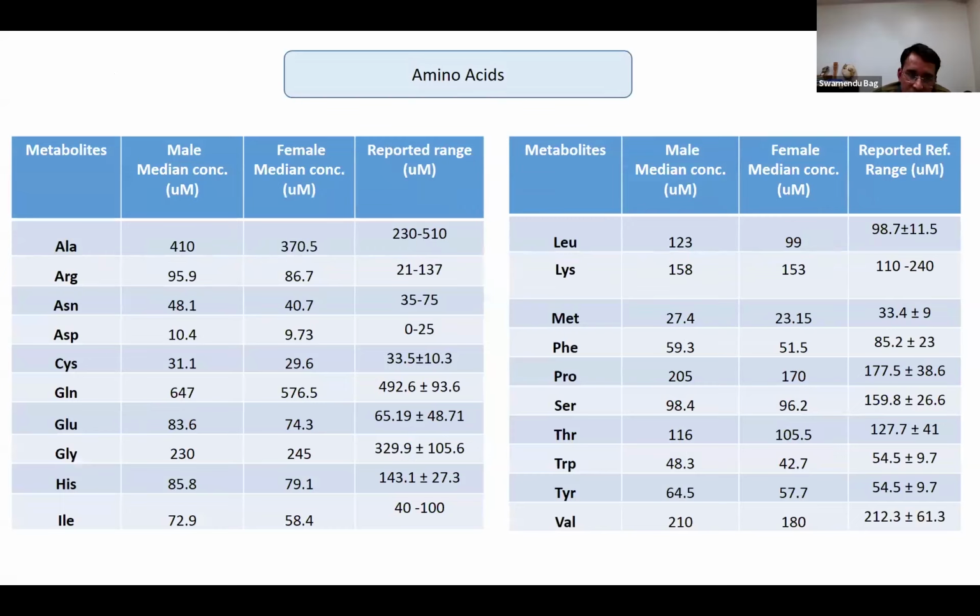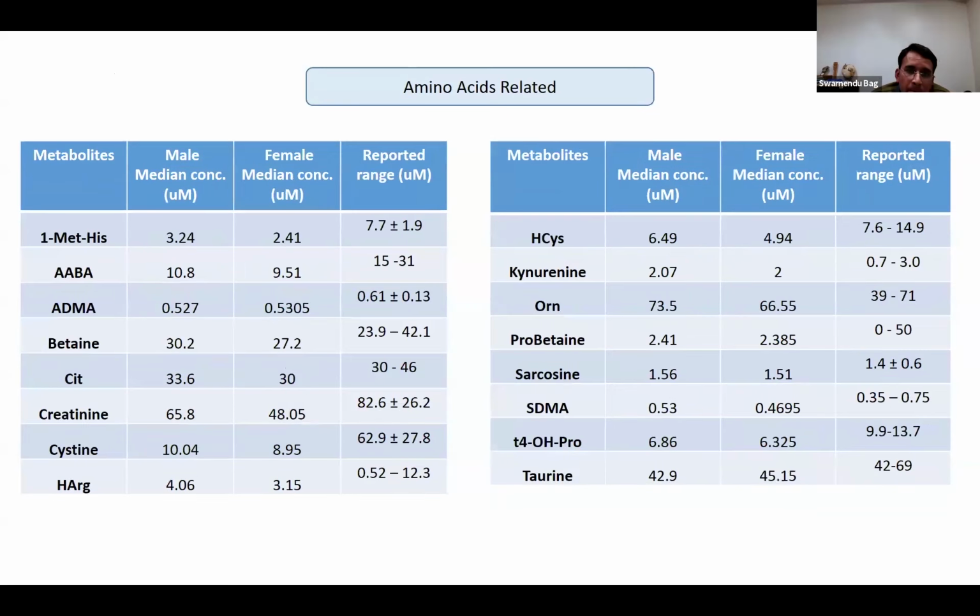And these are the amino acids. You also see that the amino acid range is similar. Our normal subjects' amino acid range in male and female is very close to the reported reference range. And these are some amino acid related compounds like betaine, creatinine, cysteine, homocysteine, kynurenine, and serotonin. This also complies, for the most part, within the reported reference range.